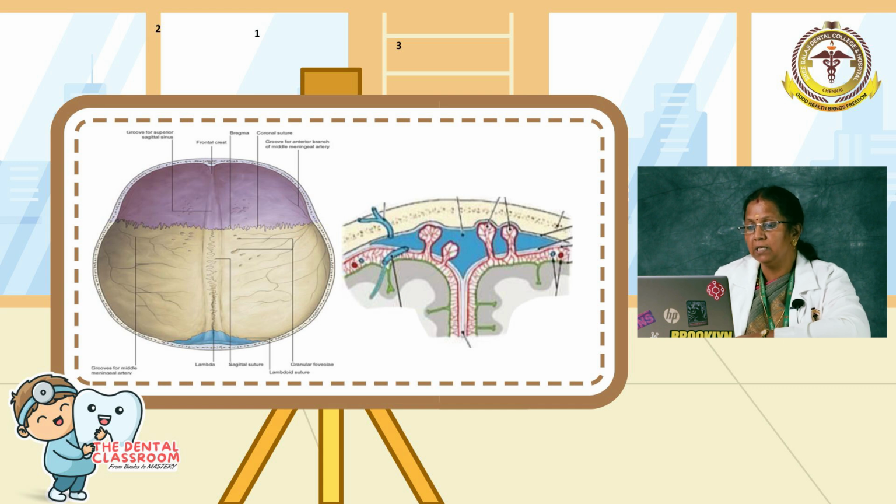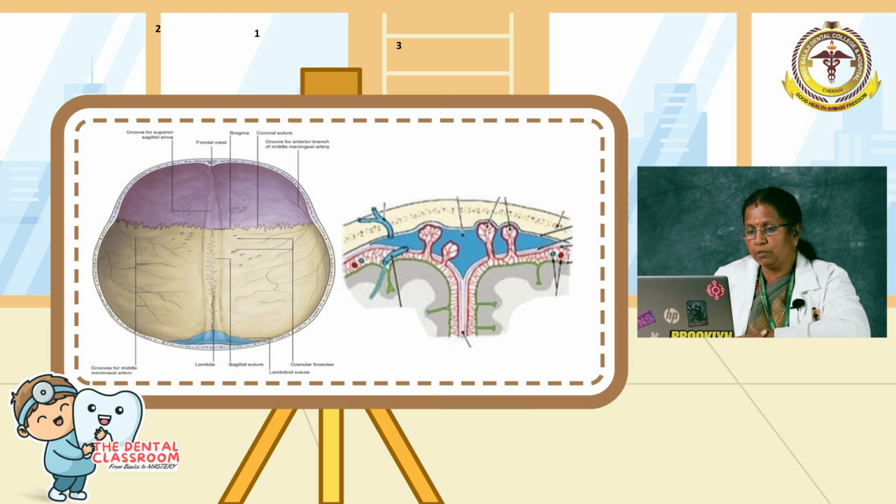Then, apart from this, bony ridges can be seen. One we see here in the diagram is the frontal crest, which is present in the midline, between the two frontal bones. Next, in the midline, you will be able to see an elevation with a groove in the center. This groove is for the superior sagittal sinus. On either side is a raised edge, which we call the sagittal borders.